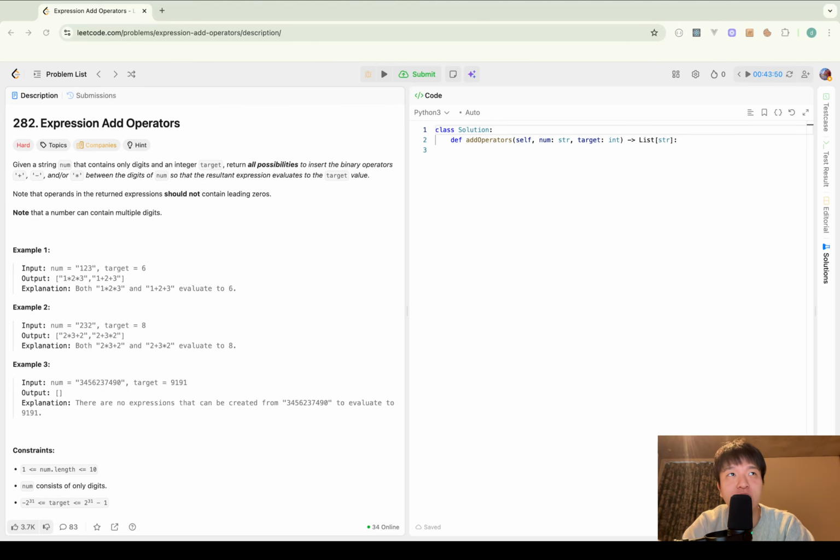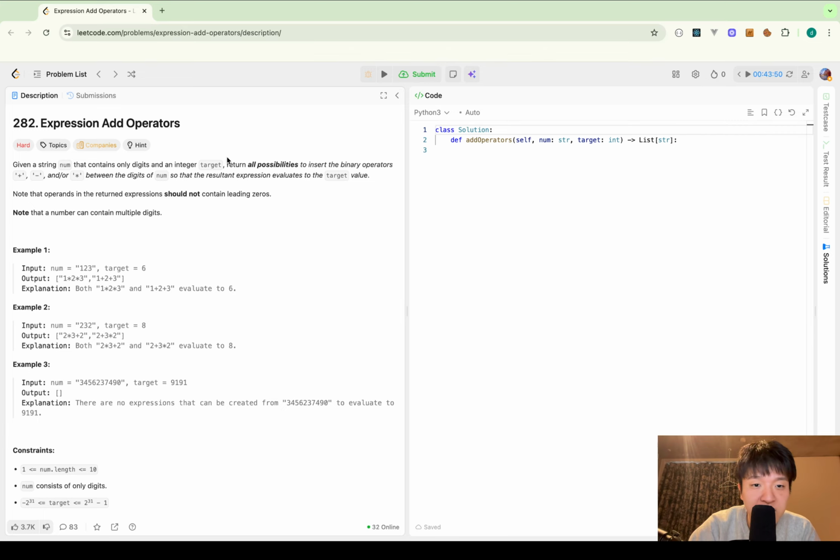Today's question is Expression Add Operators. In this question, I'm given a string num that contains only digits and an integer target. Return all possibilities to insert the binary operators plus, minus, or asterisk (multiplication) between the digits of num so that the resultant expression evaluates to the target value. Note that operands in the returned expression should not contain leading zeros.